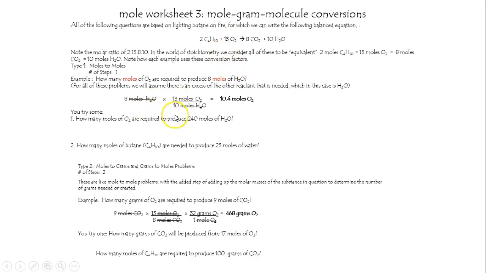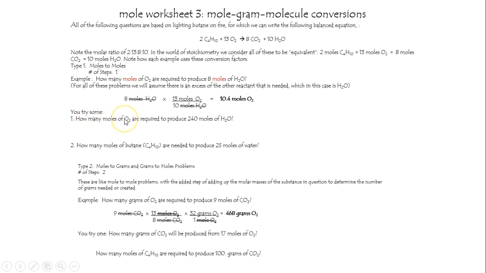Mathematically, that's the same as saying that 10 moles of water is mathematically equivalent to 13 moles of oxygen, and similarly 10 moles of water is produced for every 13 moles of oxygen that are reacted. Punch it in and you get 10.4 moles of oxygen. Fine. Now here's one for you.